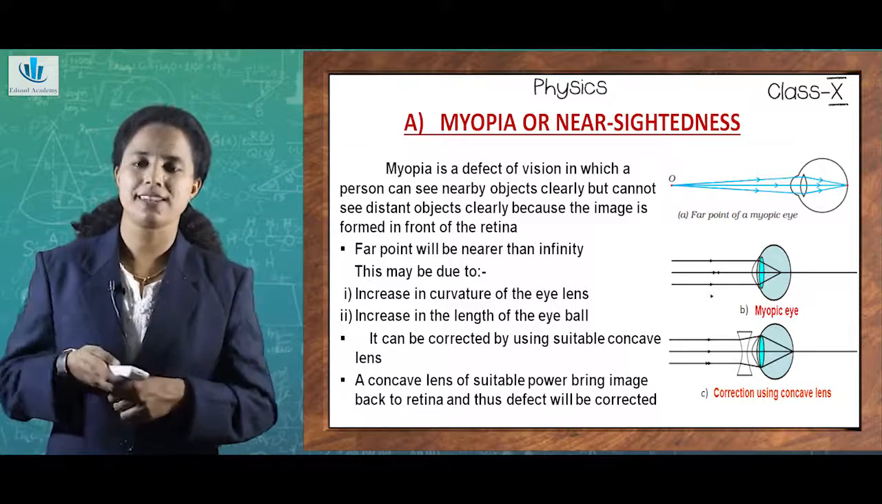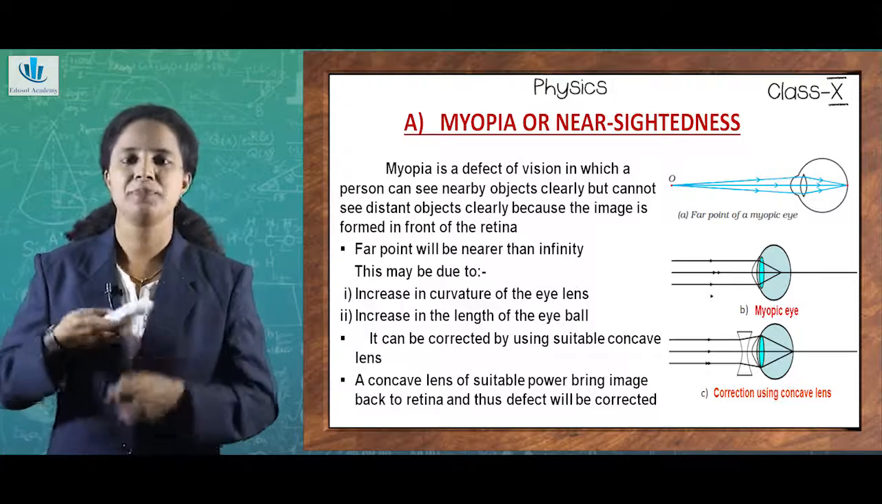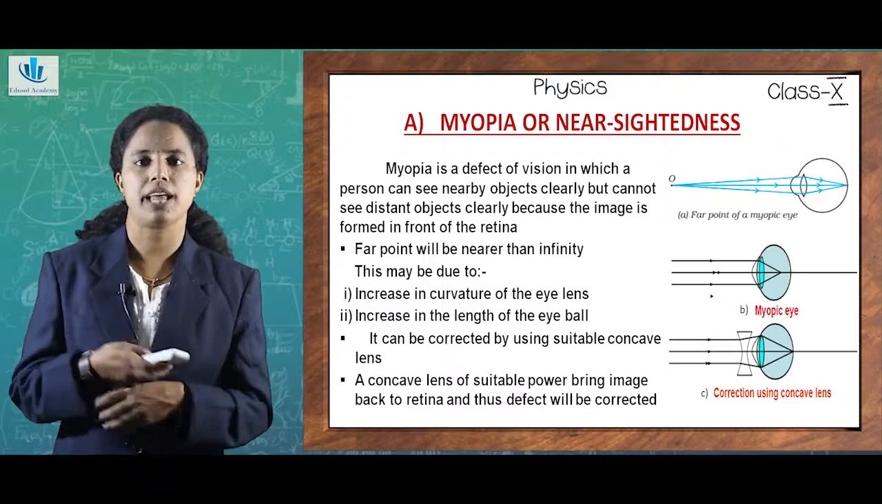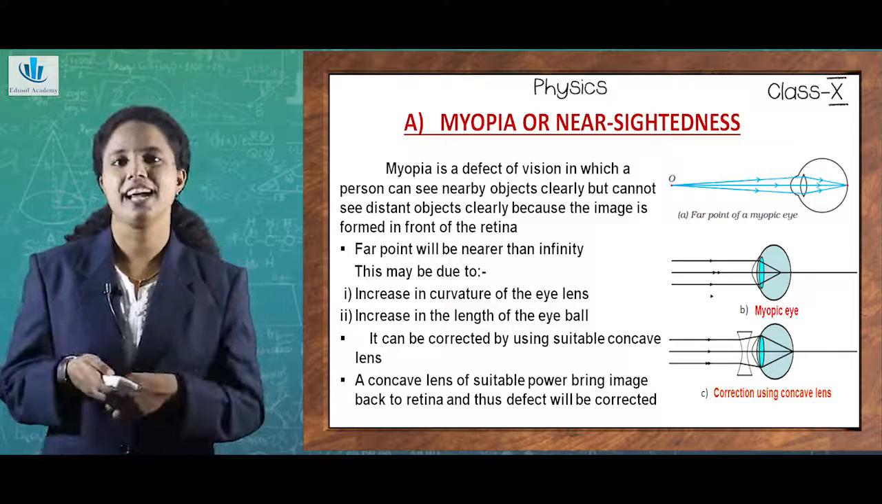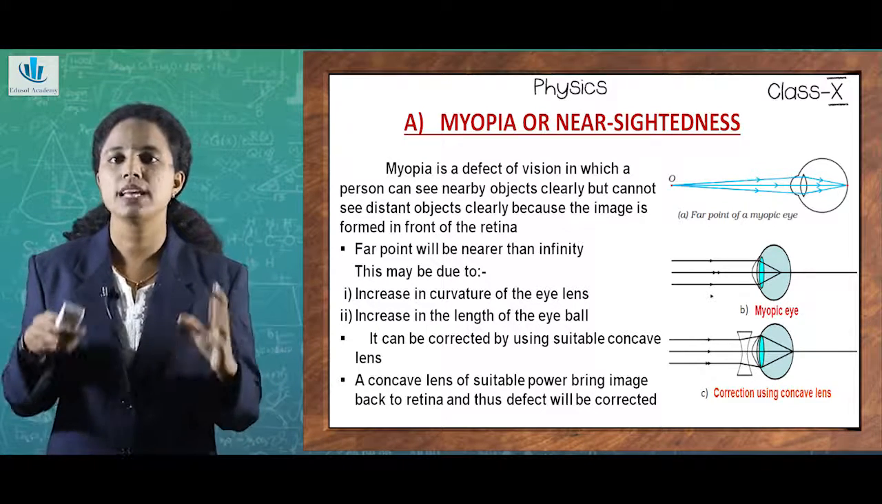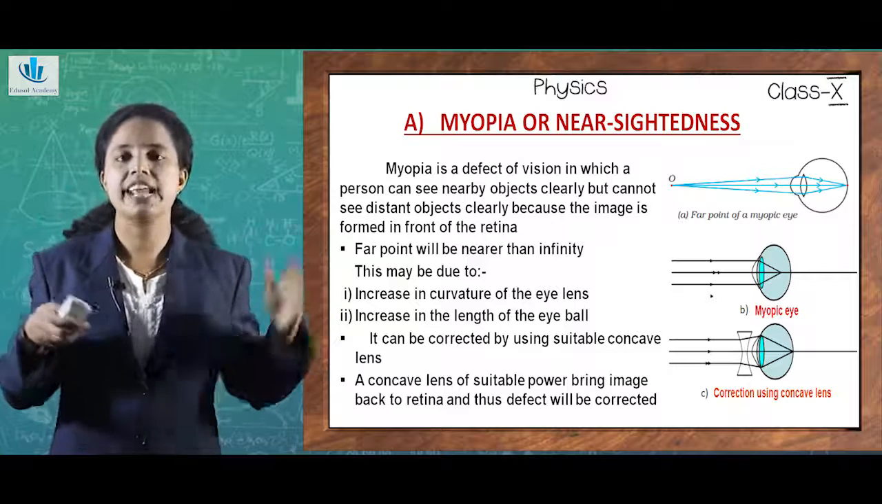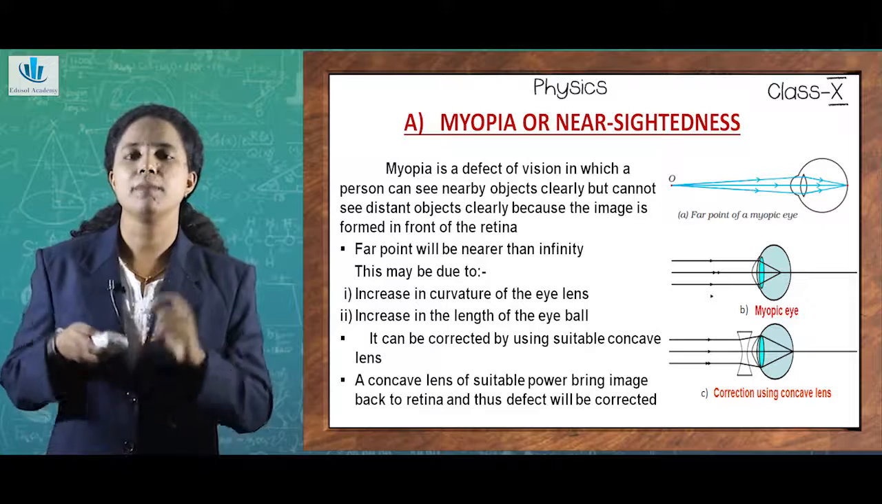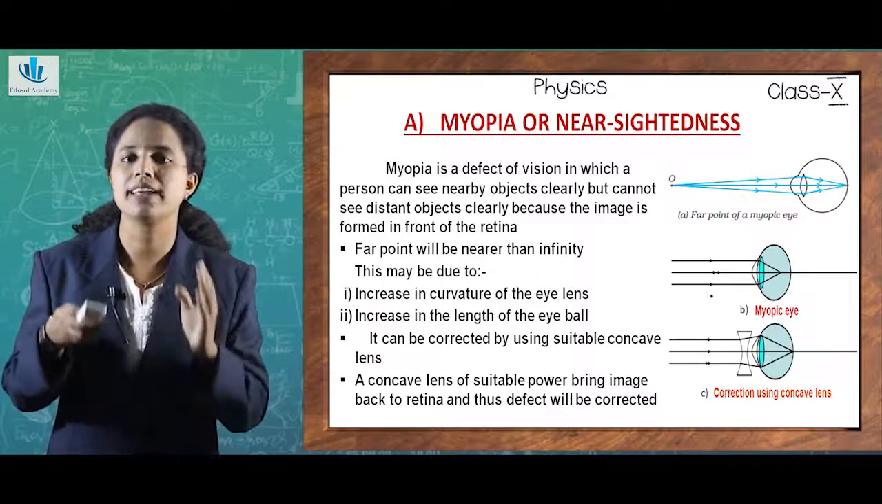So how can we correct it? That is another question, isn't it? If you have a myopic eye, you need to correct it. How could you do that? We have already discussed that a myopic eye forms an image in front of the retina instead of on the retina. So it can be corrected by using a suitable concave lens.